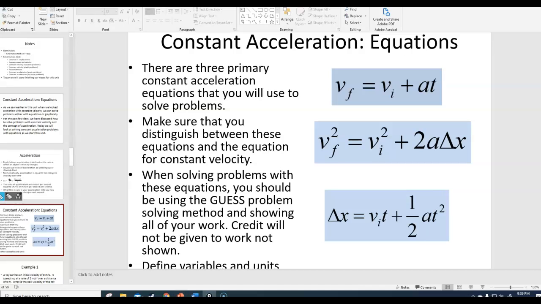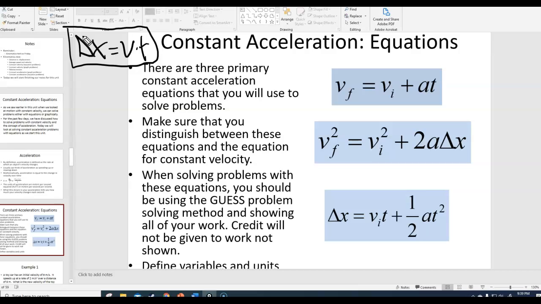Now, in the past, when we did problems with constant velocity, we used the constant velocity equation, which looks like delta x equals v times t. And that's a really simple equation because constant velocity is the simplest type of motion you could possibly have. So we have one simple equation for constant velocity. That's the equation we have here. And now we're going to introduce the equations for constant acceleration.